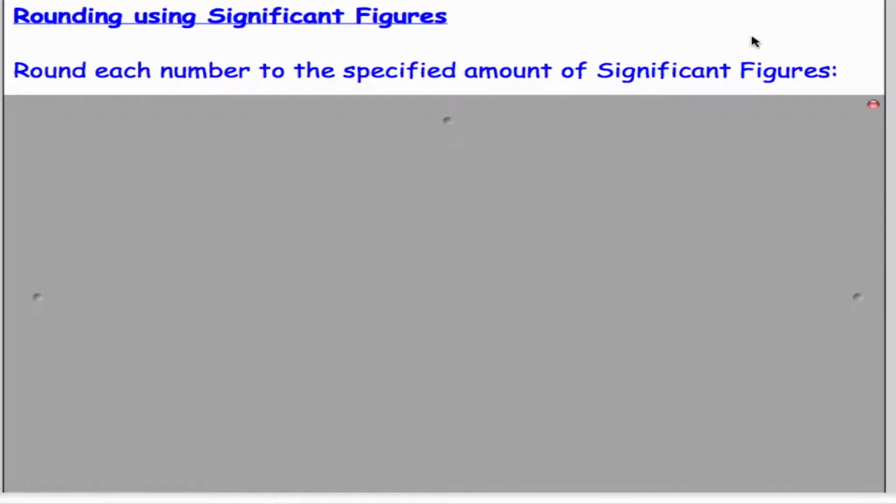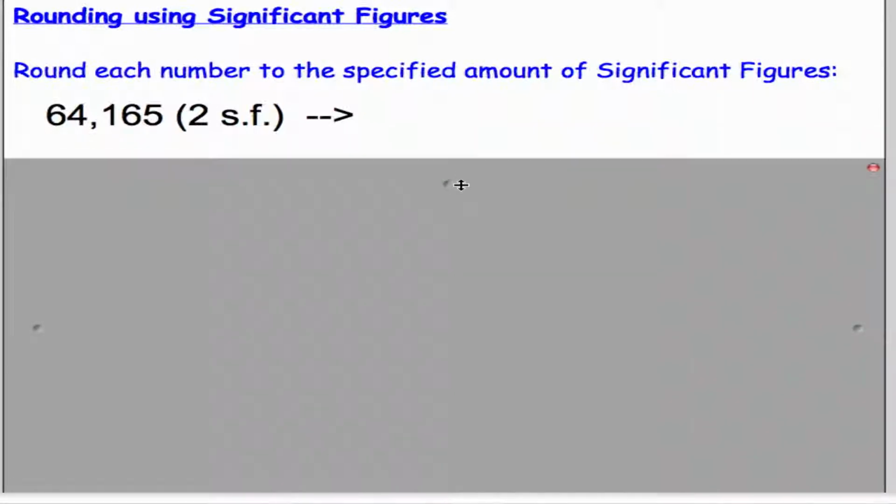Hello, 7th graders. We're going to go through a quick review of rounding using significant figures. What we're going to do is round each number to the specified amount of significant figures. Now remember, when we round to sig figs, we always need to know exactly how many significant figures we're rounding to, and we need to look at the next value.